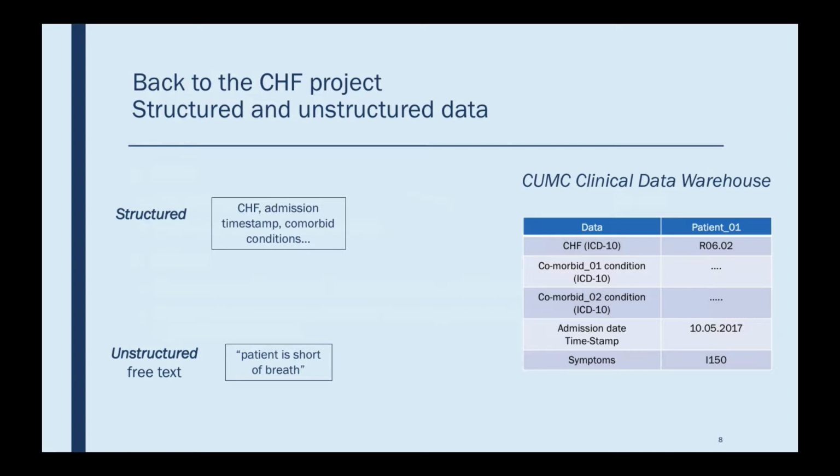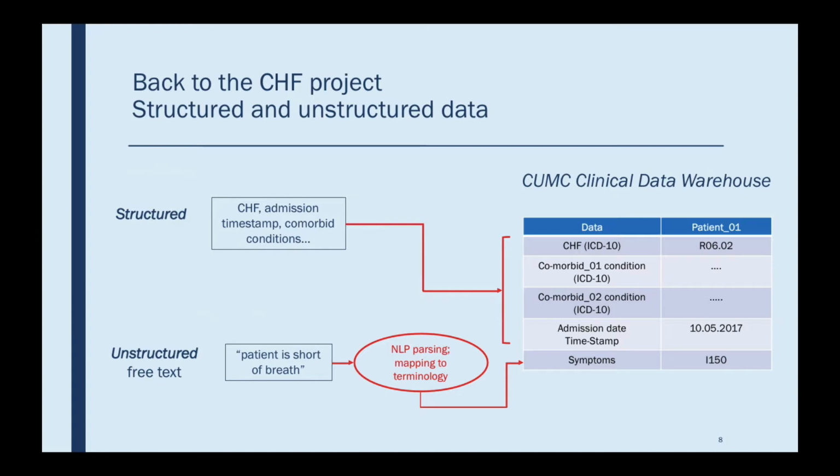Let's return to our CHF project. We see that for this project, both structured and unstructured data will be required. Identification of patients with CHF can be accomplished using ICD-10 codes. To determine which of the patients were readmitted, date stamps for admission and discharge can be used. To identify those patients who have shortness of breath, the notes entered to the EHR will be pulled. Then an NLP engine will parse the notes and map the signs and symptoms to a terminology such as SNOMED.